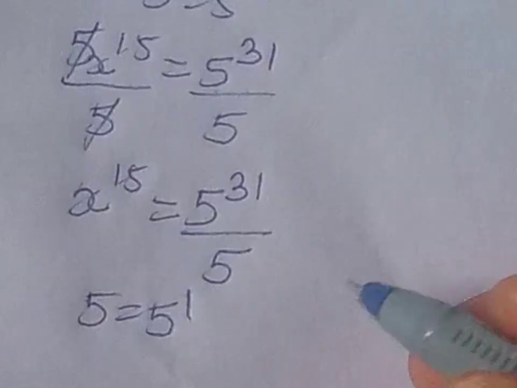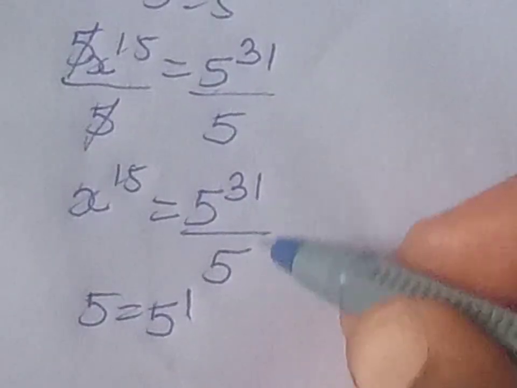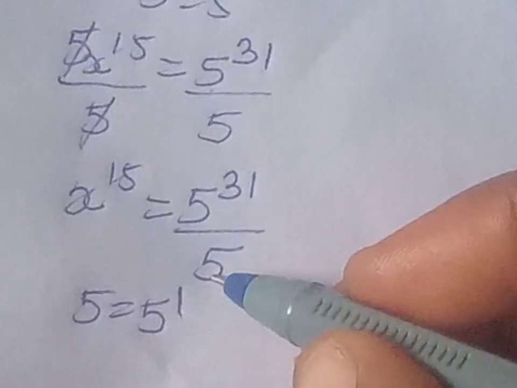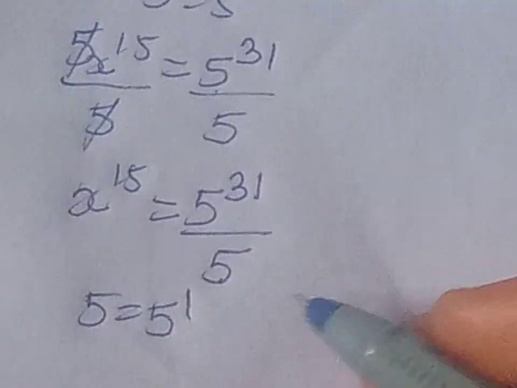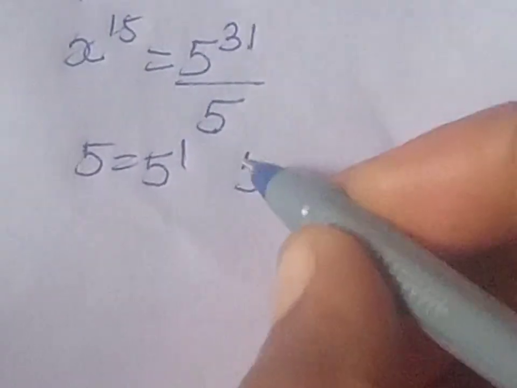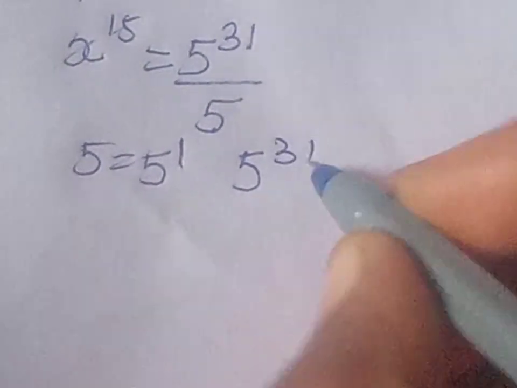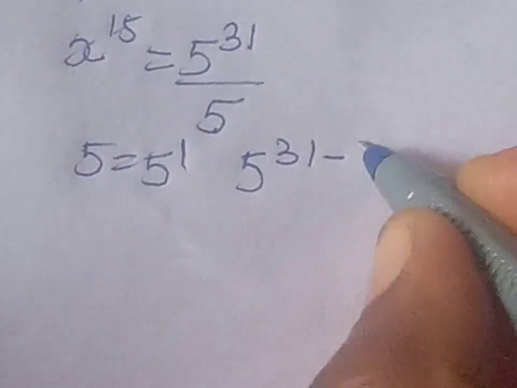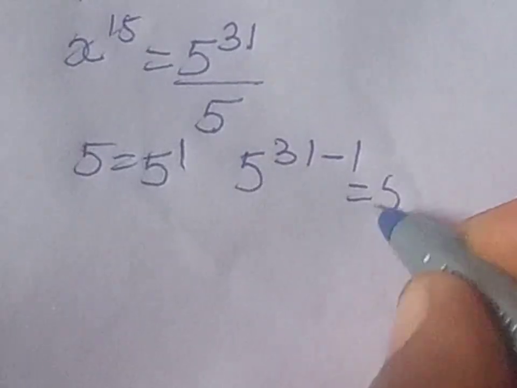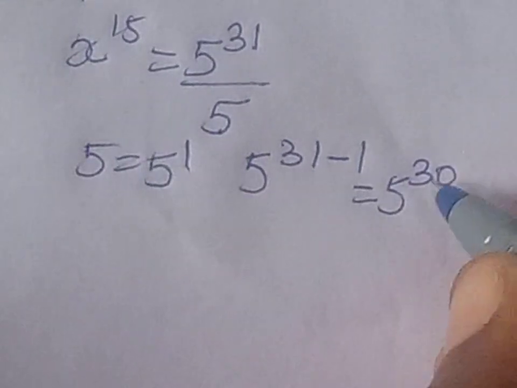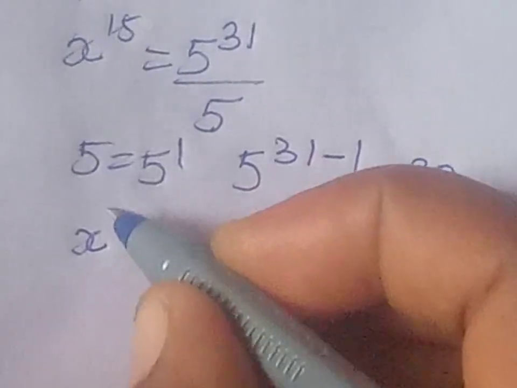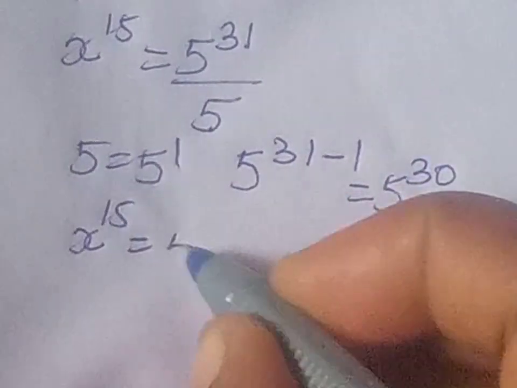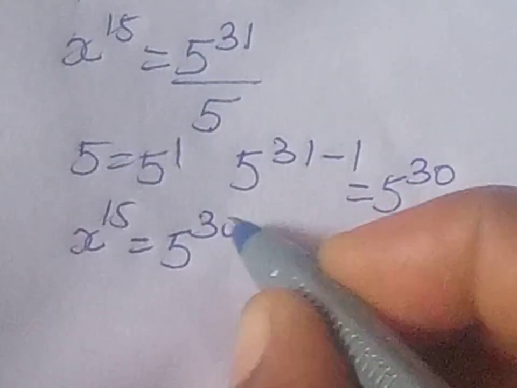Remember that 5 equals 5 raised to the power of 1. And when you are dividing powers with the same base, you subtract the exponents, which will give us 5 raised to the power of 31 minus 1 equals 5 raised to the power of 30. Now the equation becomes x raised to the power of 15 equals 5 raised to the power of 30.